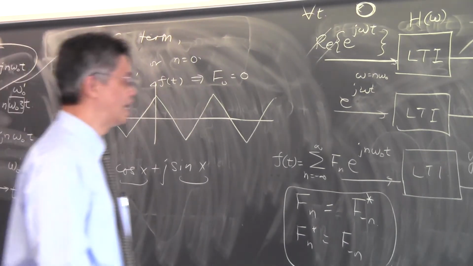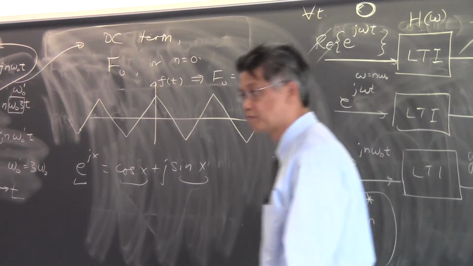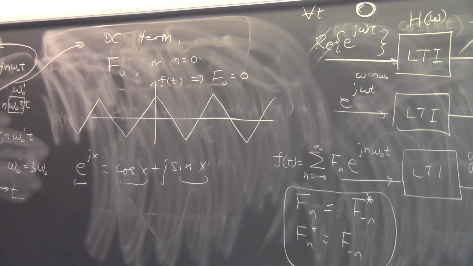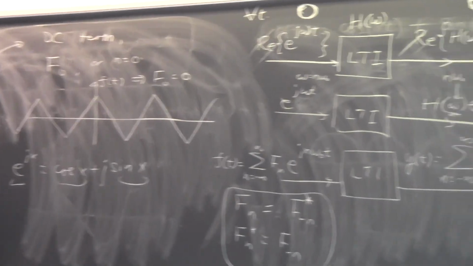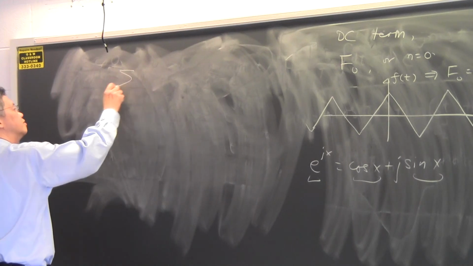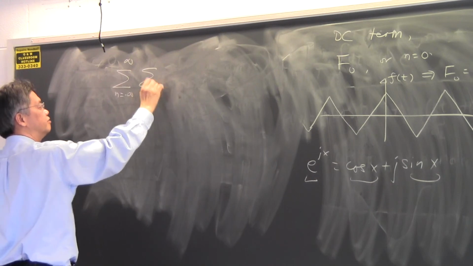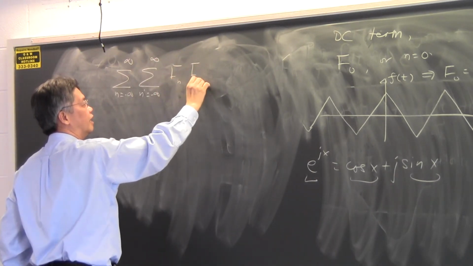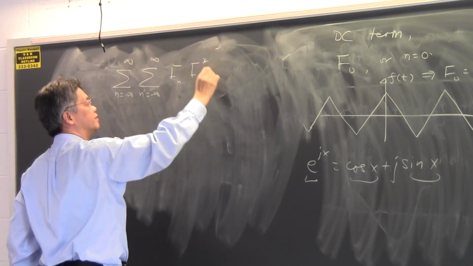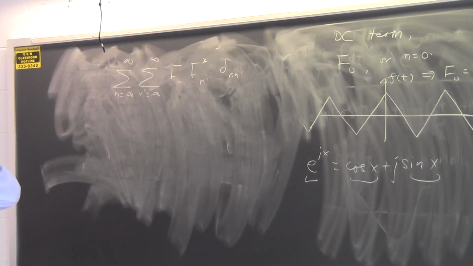Okay? So after performing this integration, I could replace this part with delta n n prime. That is called the Kronecker delta function. Okay? I could replace that with that. And then if I have a double summation over a Kronecker delta function, what does that come up to? Say if I have n equal to minus infinity to infinity, n prime equal to minus infinity to infinity, F sub n prime complex conjugate, delta n n prime. That's what I end up with at the final stage.